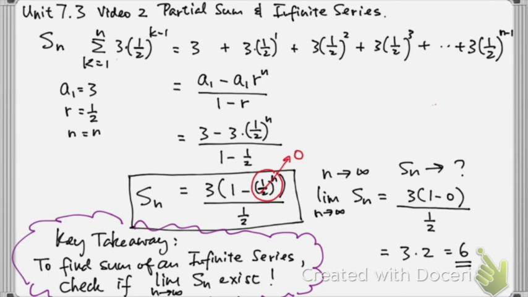So the key takeaway is that the fact that you have an infinite series does not necessarily mean that you don't have a finite sum. To find the sum of an infinite series, you want to check if the limit of this partial sum as n goes to infinity exists or not. If it does exist, if it converges to a finite number, that means the sum exists. If it does not, whether it increases or decreases without bound, then that means the sum doesn't exist.